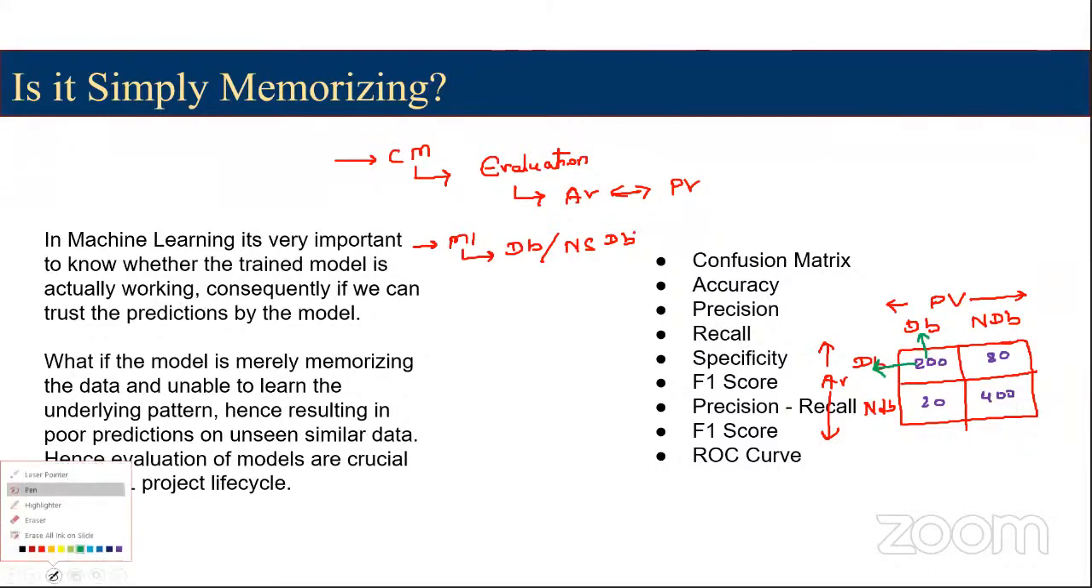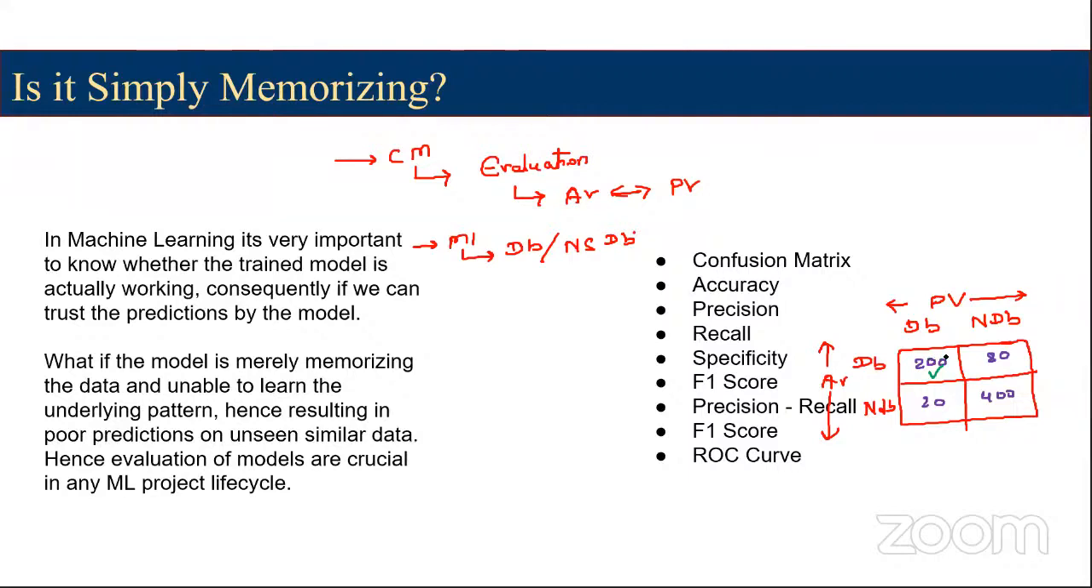Can you guys quickly tell me if this is a correct prediction or an incorrect prediction? This is a correct prediction. Why? Because the actual value is suffering from diabetes, and the model also predicted suffering from diabetes. Similarly, now let's see what we can say about these 80 records in our data.